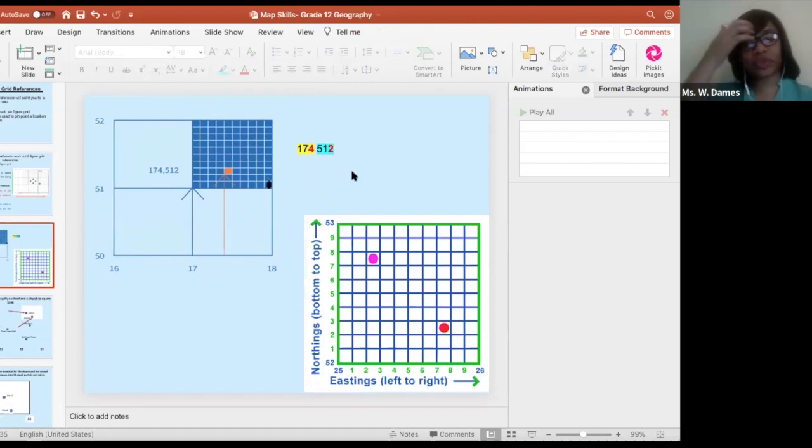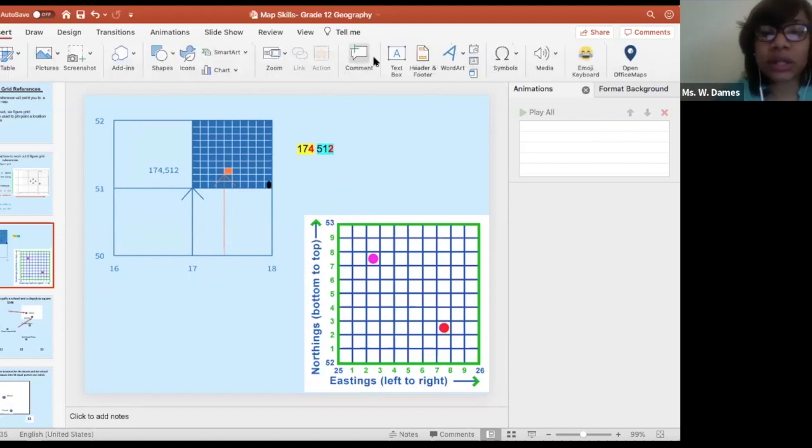Okay, there. If you were to give me the 6-figure grid reference for our little black dot, I'm going to quickly go through this one with you. You identify the 4-figure first. We're still in the bottom left-hand corner, don't forget that. So it's still 17. Give yourself some space. You have to come back for your third digit. Still 17, still 51. So the 4-figure is going to be the same, but your third and 6th digit is going to change.